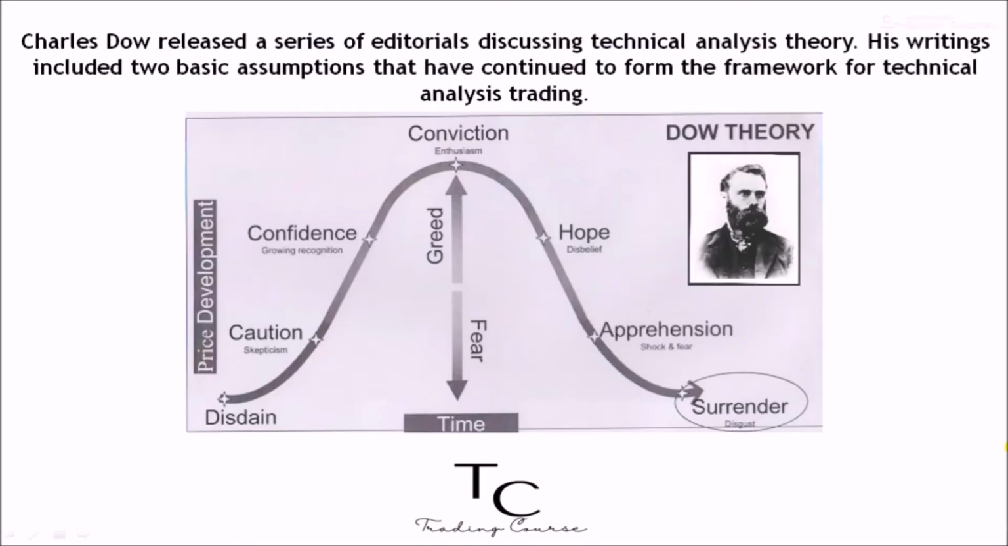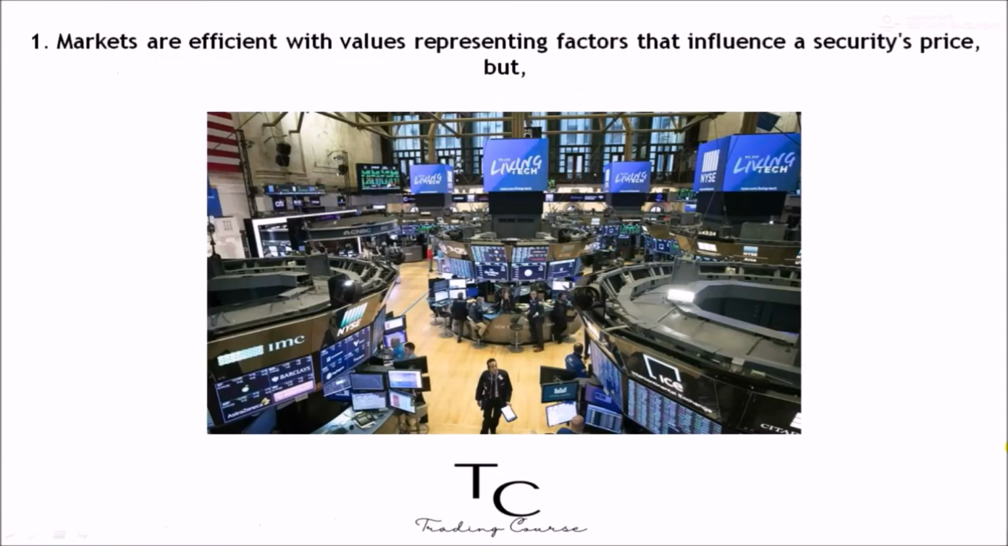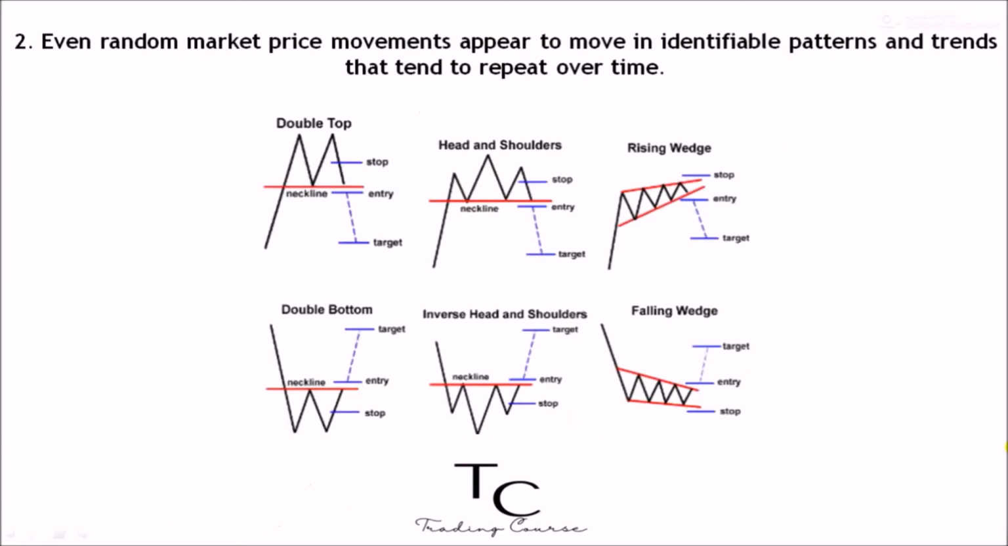Charles Dow released a series of editorials discussing technical analysis theory. His writings included two basic assumptions that have continued to form the framework for technical analysis trading. 1. Markets are efficient, with values representing factors that influence a security's price. 2. Even random market price movements appear to move in identifiable patterns and trends that tend to repeat over time.